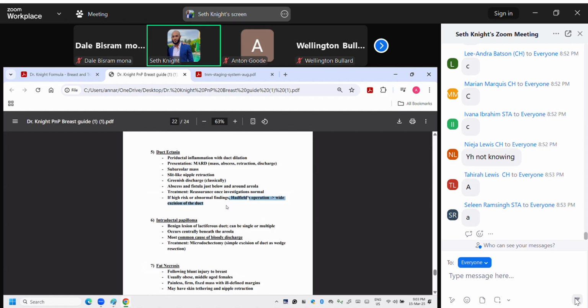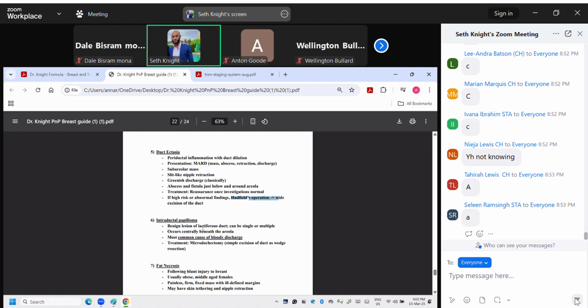And that is if, when you do your triple assessment and so on, this patient has a high risk of breast cancer being mistaken for a duct ectasia. Okay? Most of the time they just tell you green discharge and ask you what it is. It's duct ectasia. Other than that, treatment is usually reassurance once all investigations are normal. However, if she's high risk or she has some high level of abnormality, we do a wide excision of the duct. That's called a Hadfield's operation.